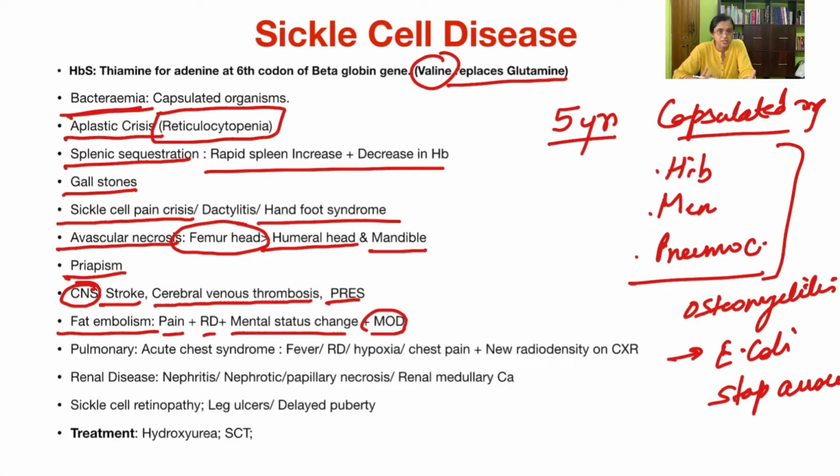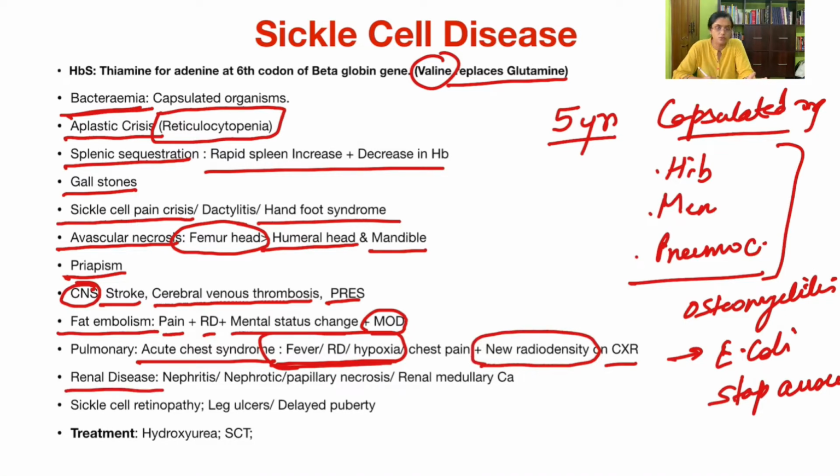Respiratory symptoms are also a very common presentation in the form of acute chest syndrome, in which the patient develops fever with respiratory distress and hypoxia. You should remember these three. If you do an X-ray, you will find a new radiodensity. This will help you to pinpoint that the patient has developed acute chest syndrome.